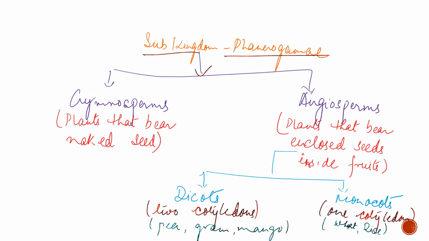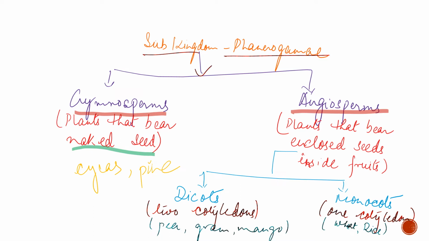Now in the subkingdom Phanerogamae, what are we seeing here? We are seeing that the subkingdom is divided into two parts, that is gymnosperms and angiosperms. So what are these gymnosperms? Gymnosperms are plants which bear naked seeds. They do not have covered or enclosed seeds, that is naked seeds. If we take examples of naked seed plants, they are cycas and pine.